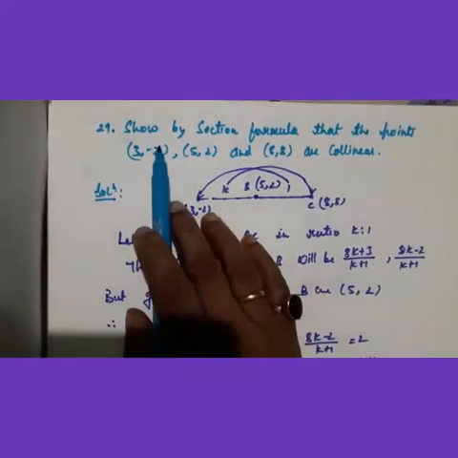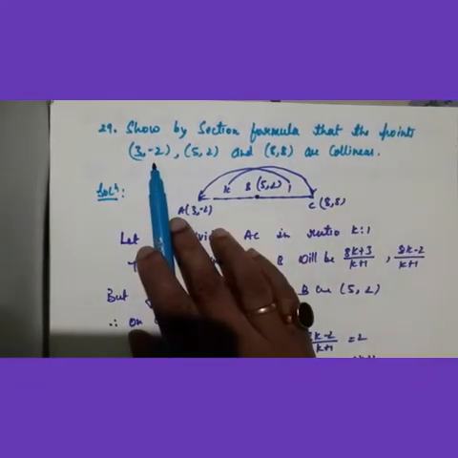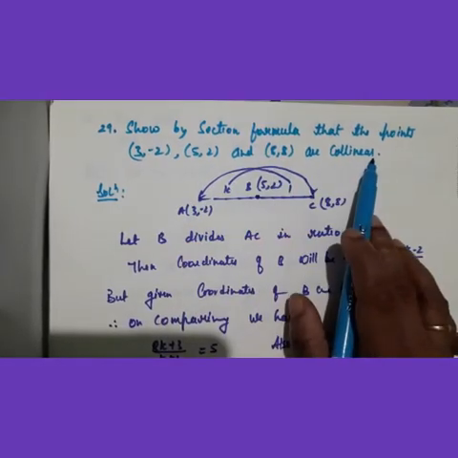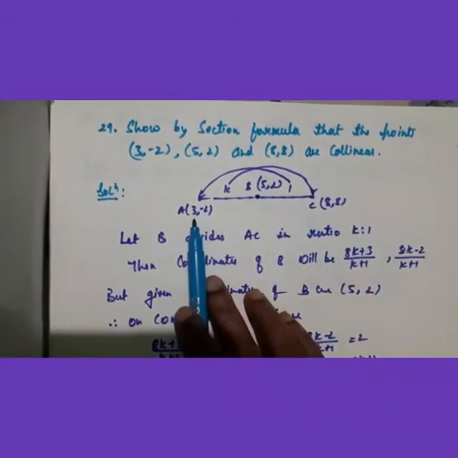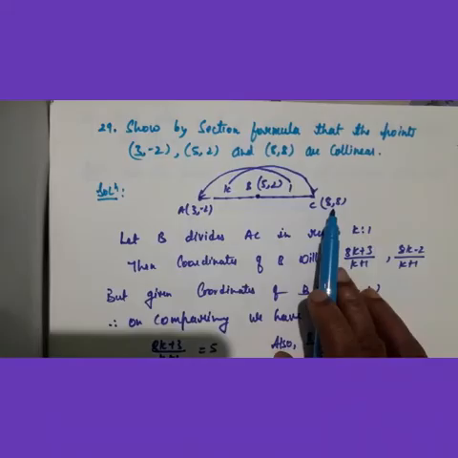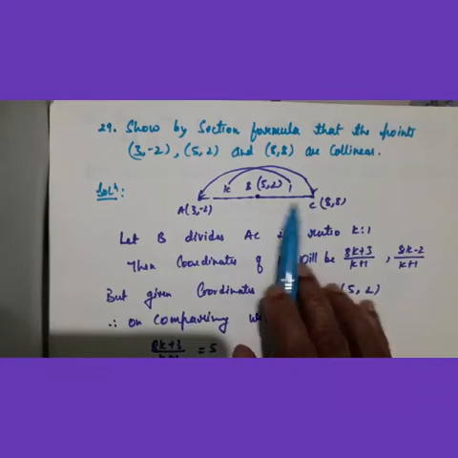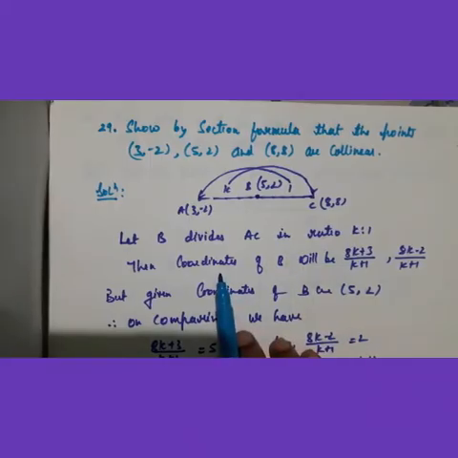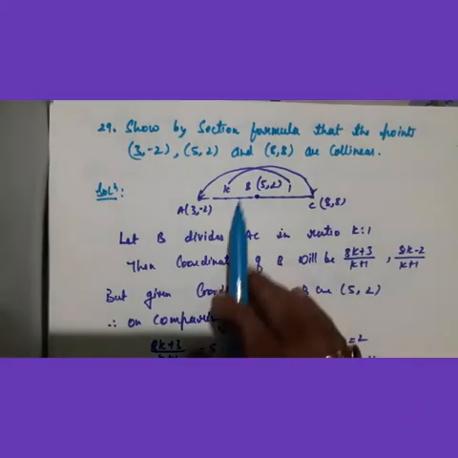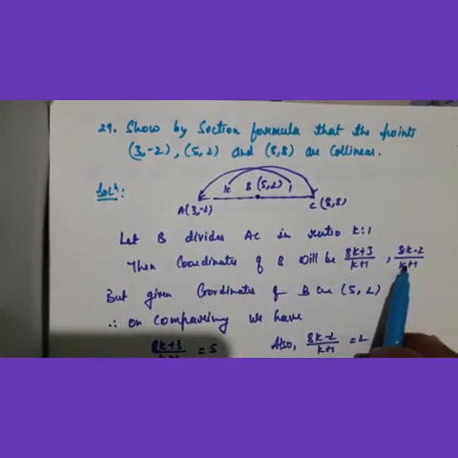Let us solve one more question. Question number 29. By the section formula, show that the points (3, -2), (5, 2) and (8, 8) are collinear. So let A, B, C be the 3 points: coordinates of A (3, -2), that of B (5, 2) and C (8, 8). Now let us suppose that B divides AC in the ratio k is to 1. Now the coordinates of B will become, applying the section formula, (8k plus 3) by (k plus 1) for the x coordinate, and (8k minus 2) by (k plus 1) for the y coordinate.